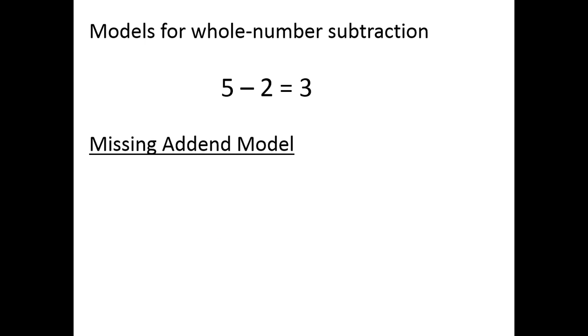Another model we can look at is the missing addend model, which takes advantage of this relationship between subtraction and addition. So if 5 minus 2 equals something we don't know, then 5 equals 2 plus that something. So this unknown quantity is 3. So we can actually find this answer to our subtraction problem by looking at it as an addition problem.